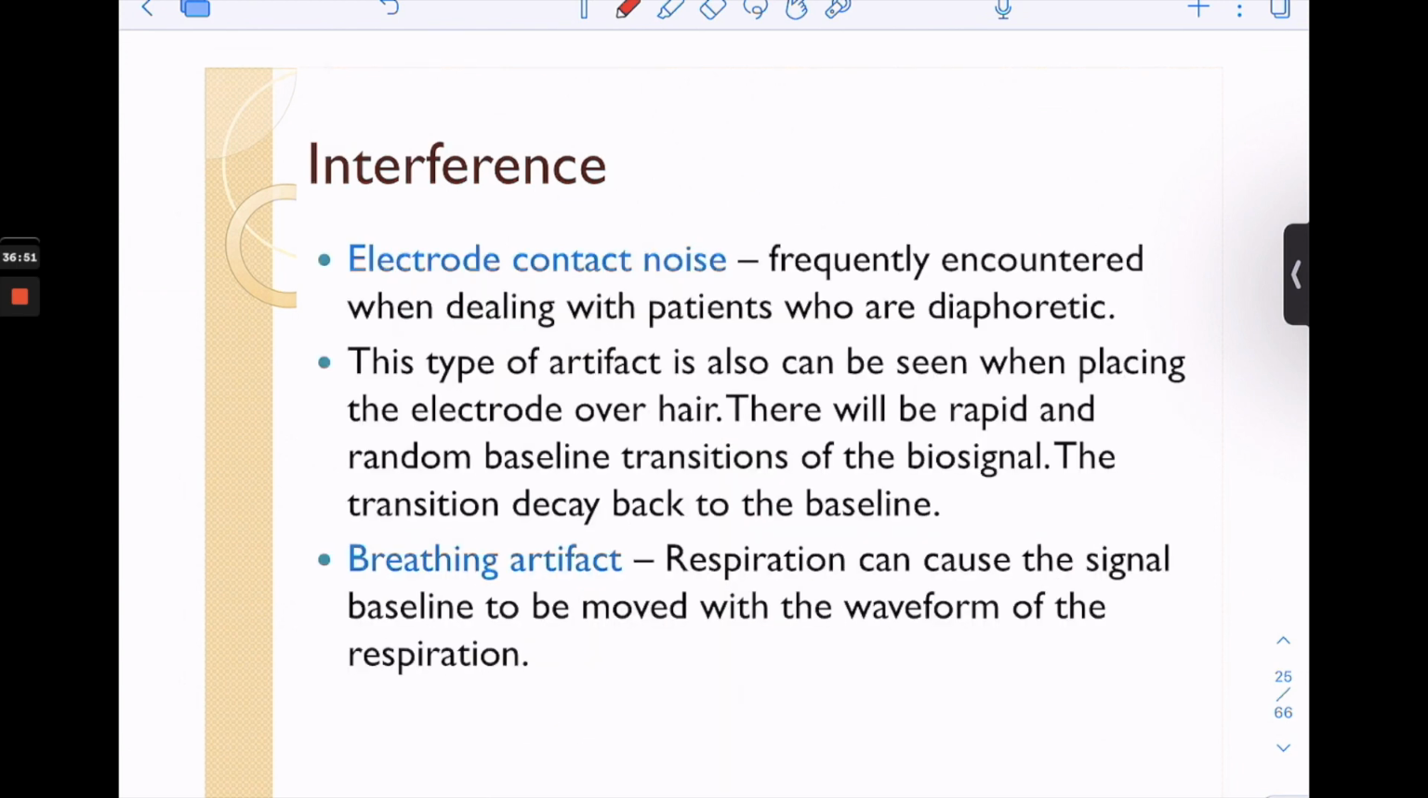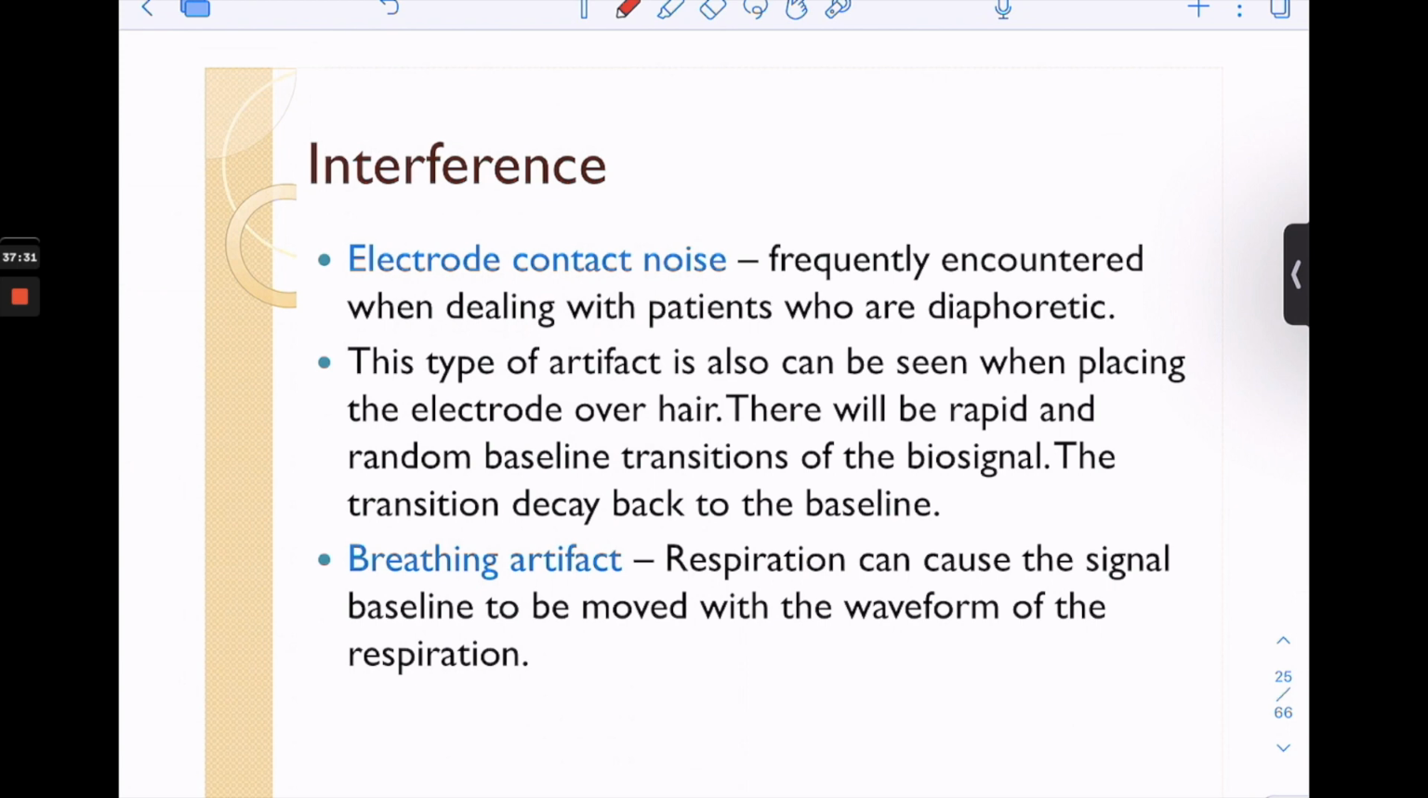Then we have electrode contact noise. So it is frequently encountered when dealing with patients who are diaphoretic. What does it mean by diaphoretic? It is actually heavily sweating. Heavily sweating. The patients usually have more sweat than the others. Okay, because when they have more sweat, the electrode simply will not stick to the patient's body, and it will create the electrode contact noise.